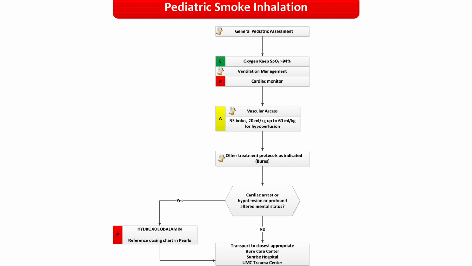Advanced EMTs and above are going to go ahead and initiate vascular access and are going to administer fluid based on the patient's weight. The weight-based calculation is going to be 20 milliliters per kilogram up to 60 milliliters per kilogram for hypoperfusion. We want to follow other treatment protocols as indicated, and we want to go ahead and determine if the patient is in cardiac arrest or hypotension or profound altered mental status.